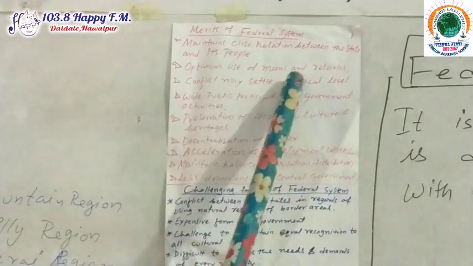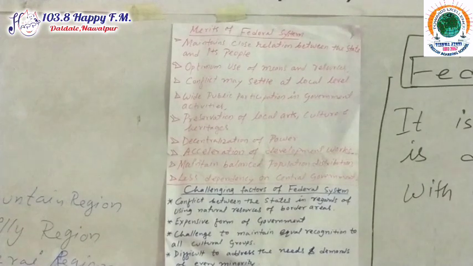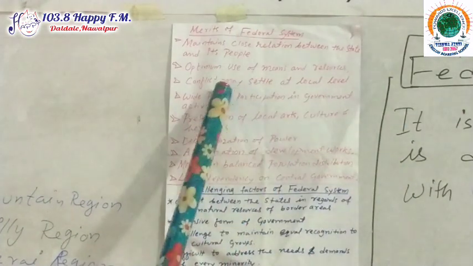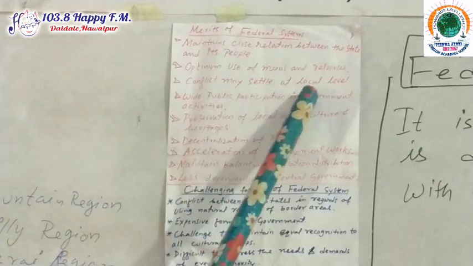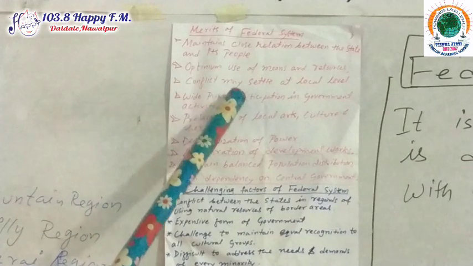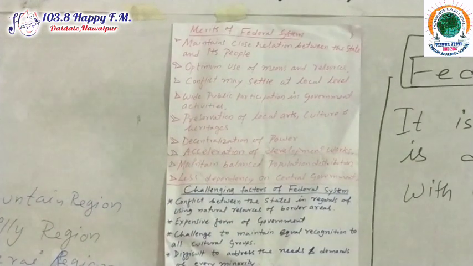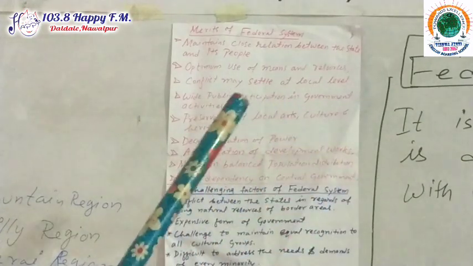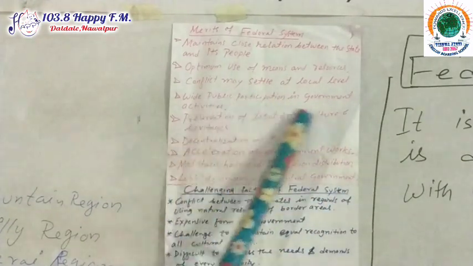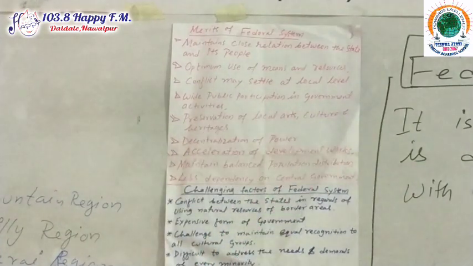Next one, optimum use of means and resources. By the federal system of government, people can use the country's resources properly according to their needs. Conflict may be settled at local levels. According to the federal system, conflicts can be settled at the local levels. Like this, wide public participation in government systems. Maximum people cooperate with the government in the federal system. Like this, preservation of local art, culture and heritages. In the federal system of government, heritages and cultural sites are preserved.